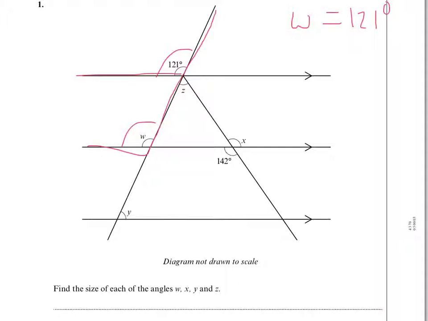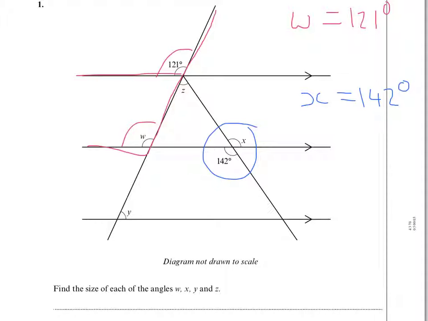Our second angle, X, if we look here, we've got 142 degrees, which is opposite our angle X, and we know that opposite angles are also equal. So X equals 142 degrees.